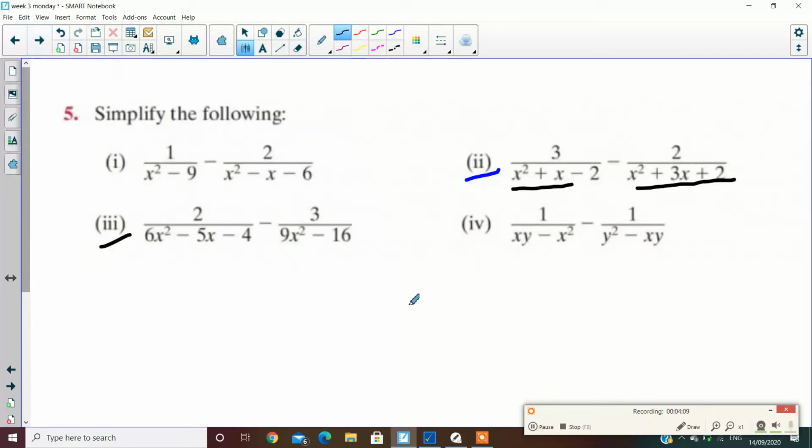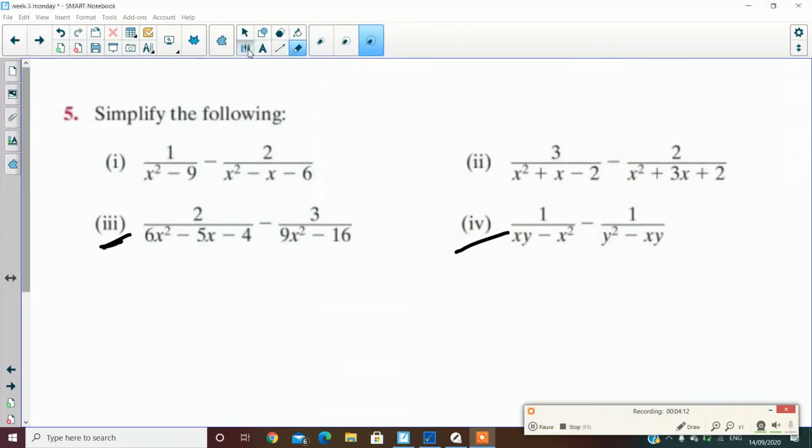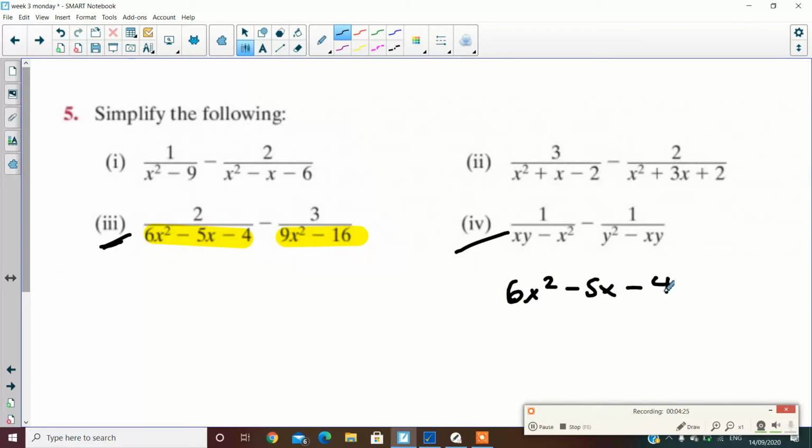All right, question 5. First step is to factorize the 2 denominators. You can start off with the 6x squared plus 5x minus 4. 6 times 4 is 24. Minus 24 is the reference number. You get a minus 8 and a plus 3. So 6x squared minus 8x plus 3x take away 4.